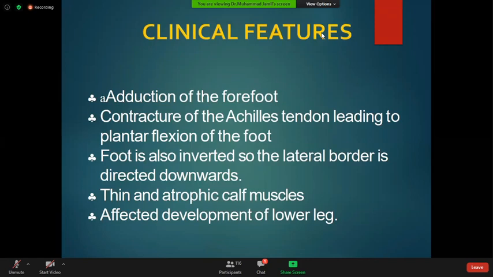Okay, so what are the clinical features? You saw in the first picture that the forefoot is in adduction. There are 3 or 4 main deformities of the clubfoot: the forefoot in adduction, the midfoot in cavus, and the hindfoot in varus and equinus. Why? This is the contraction of the Achilles tendon leading to plantar flexion. The foot is also turned inward to the lateral border instead of downwards. The calf muscles are thin and atrophied, and the lower leg, the tibia, is also short.